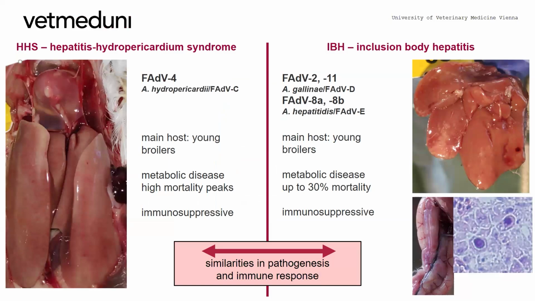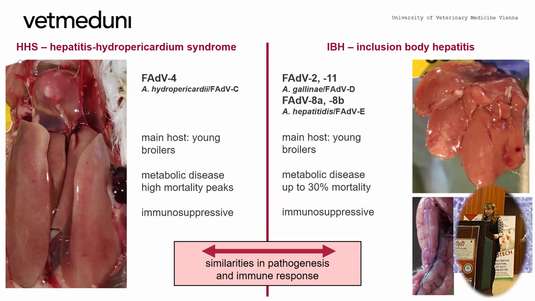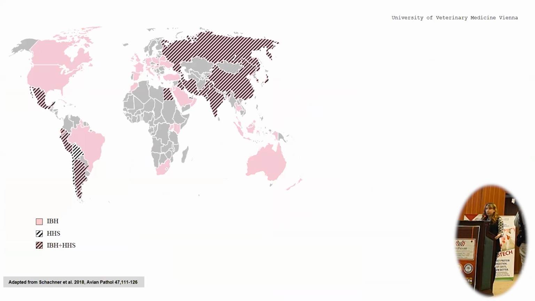You already know about the disease, so I don't have to go into too much detail here. Hepatitis-Hydropericardium Syndrome and IBH are quite similar in pathogenesis and immune response. Their main host is young broilers. As the name says, for HHS the major finding is hydropericardium hepatitis. For IBH, there are very specific inclusion bodies that you can see in the nuclei of the cells of target organs, especially in the liver.